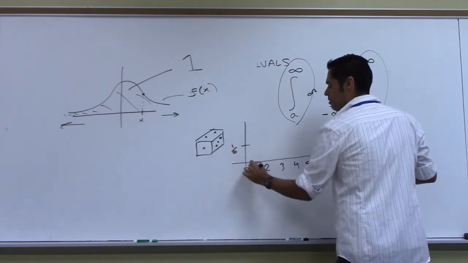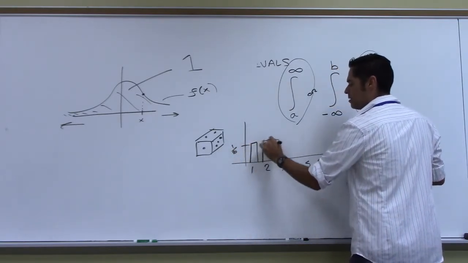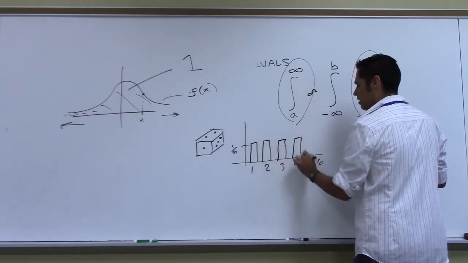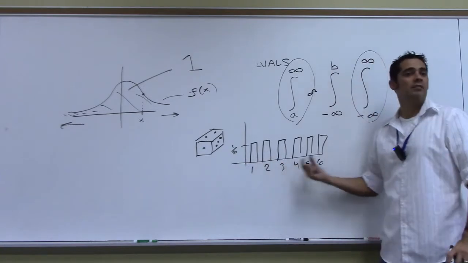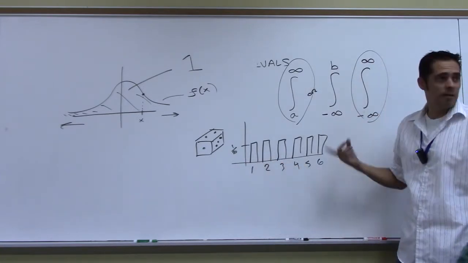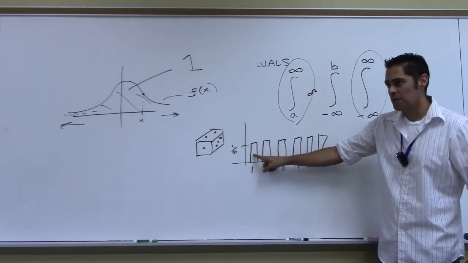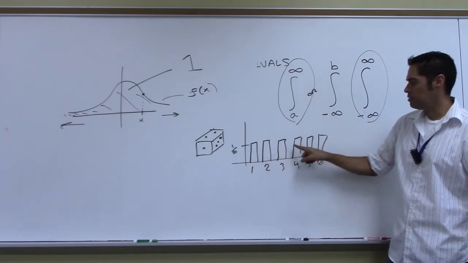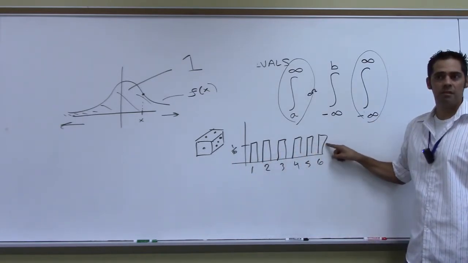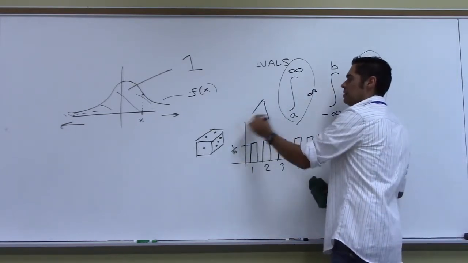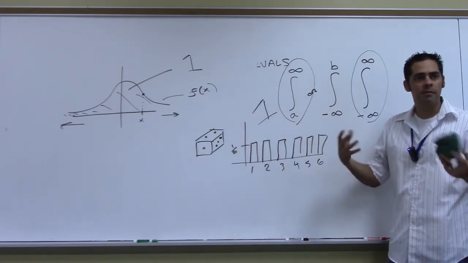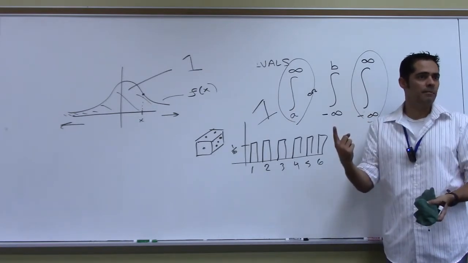1/6, right? So if I say that's a rectangle, that's a rectangle, that's a rectangle, and so on, and let's say the width of each of these rectangles is 1, then the area of each rectangle is 1/6. If you add all those up, you get what? 1. That's what a probability density function needs to do. The sum of all the probabilities has to add up to be 1.